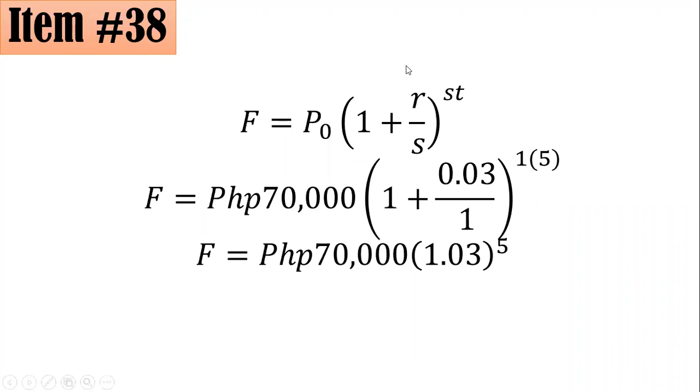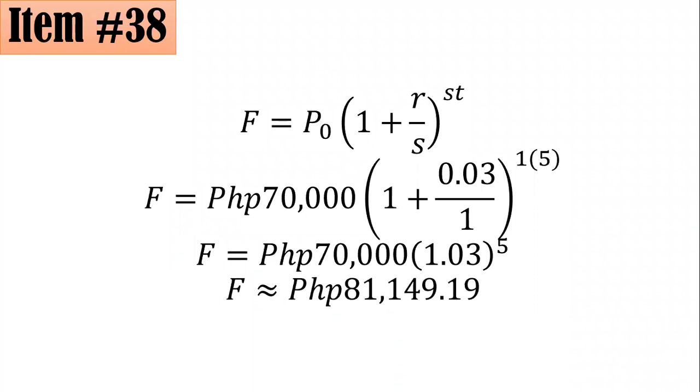Now, with such, 1.03 raised to 5. Take note po ha, you have to raise the 1.03 to 5 first before multiplying it with 70,000. And that gives us a final amount of approximately 81,149 pesos and 19 centavos. So sa lahat po ng sumagot ng A, very good. Okay, good job po. Thank you po.